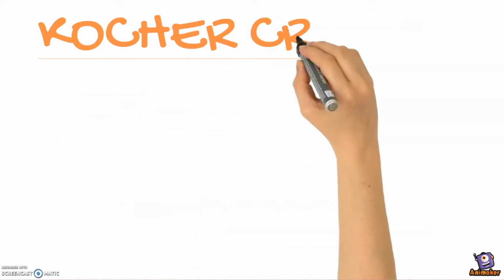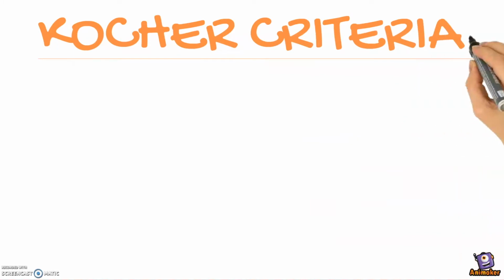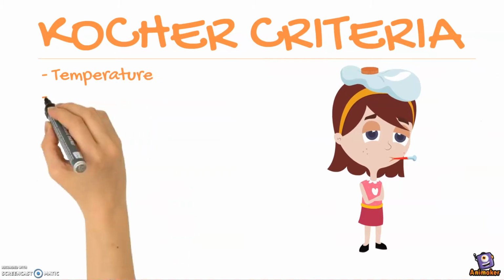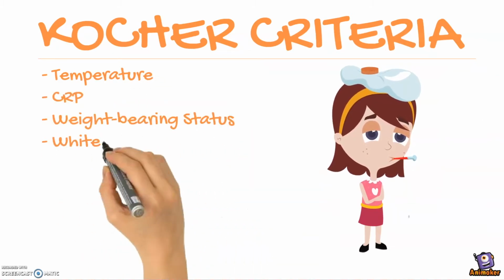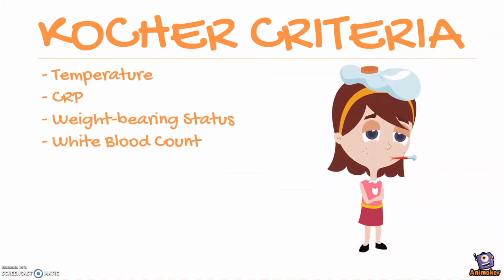The Kocher criteria is a pediatric scale used to assess the likelihood of a patient having septic arthritis and guiding the management. It looks at 4 parameters: temperature, ESR, weight-bearing status, and white blood cell count. However, the utility in adults is not well described. So you figured out that AJ has septic arthritis.